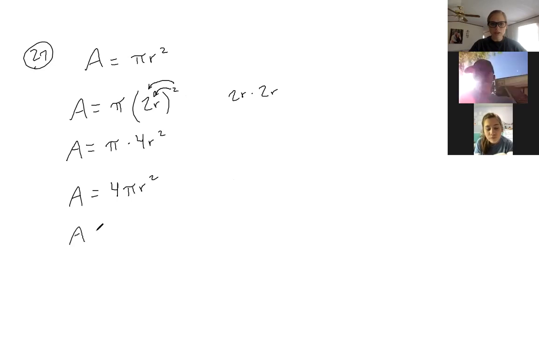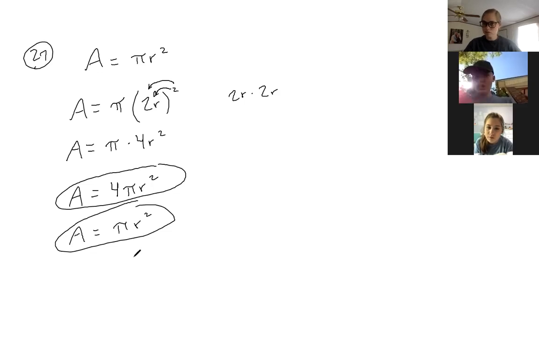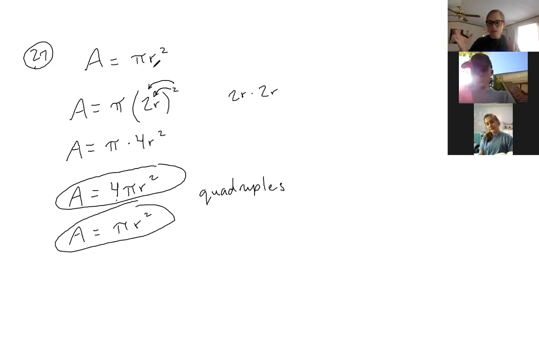So now my new formula, if the radius is doubled, is 4 pi r squared. So what's the comparison here to the normal area if the radius gets doubled? What happens to the area? It doubles. Ooh, not doubles. This is 4 times the actual area. Oh, it quadruples. If I have a radius and I double it, what's going to happen to the total area of that circle? It's going to quadruple the whole area.